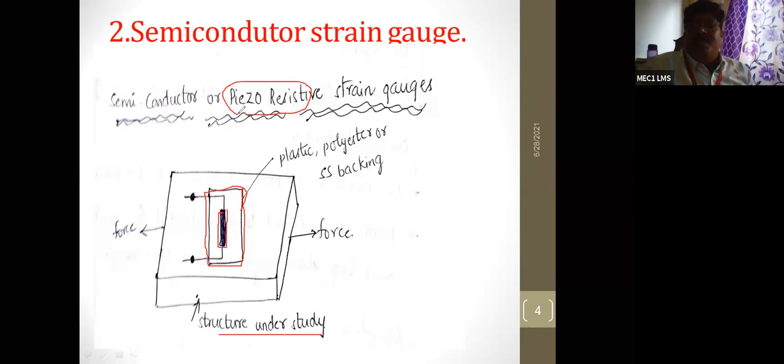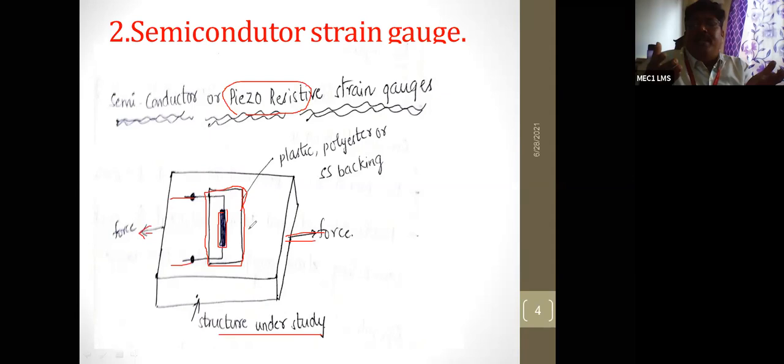When the force is applied on that, automatically there will be a change in the dimension of that particular material. So here these are the two leads. We have to connect it to one of the resistors of the Wheatstone bridge. Here when the force is applied at the two ends, that means a tensile force, there will be a change in the length. That means it elongates.